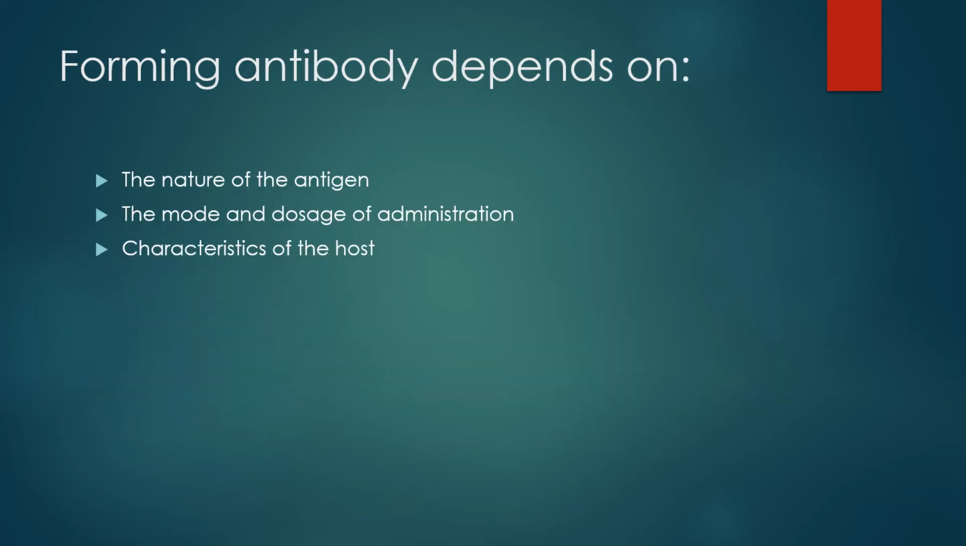The ability to form an antibody depends on a number of things, including the nature of the antigen. So what are the physical and chemical properties of the antigen? Also, the ability to form antibodies depends on the dosage or mode of administration. How is the host exposed to the antigen? Was it an injection, close contact, vaccine, or placental transfer? And finally, a person's ability to form antibodies depends on characteristics of the host, things like the host's age, disease state, and nutritional or hormonal conditions. So those are all things that we have to consider when antibodies are possibly being formed.